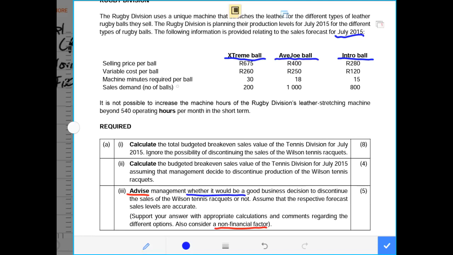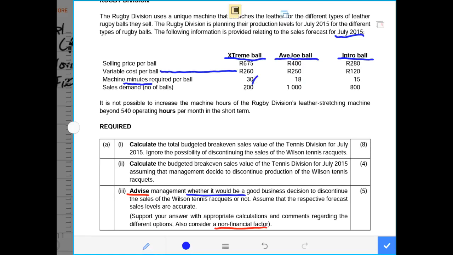The selling price per ball is $675, $400, and $280 respectively. We have our variable cost per ball, which is $260, $250, and $120 respectively. We have machine minutes required per ball. Take note, not machine hours, machine minutes. Therefore, this is 30 minutes, this is 18 minutes, this is 15 minutes.